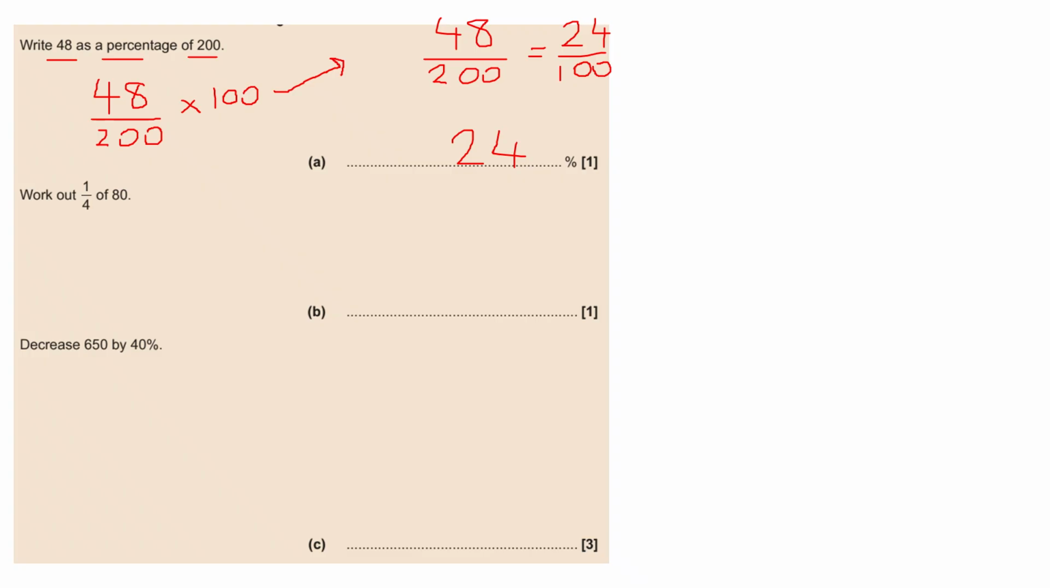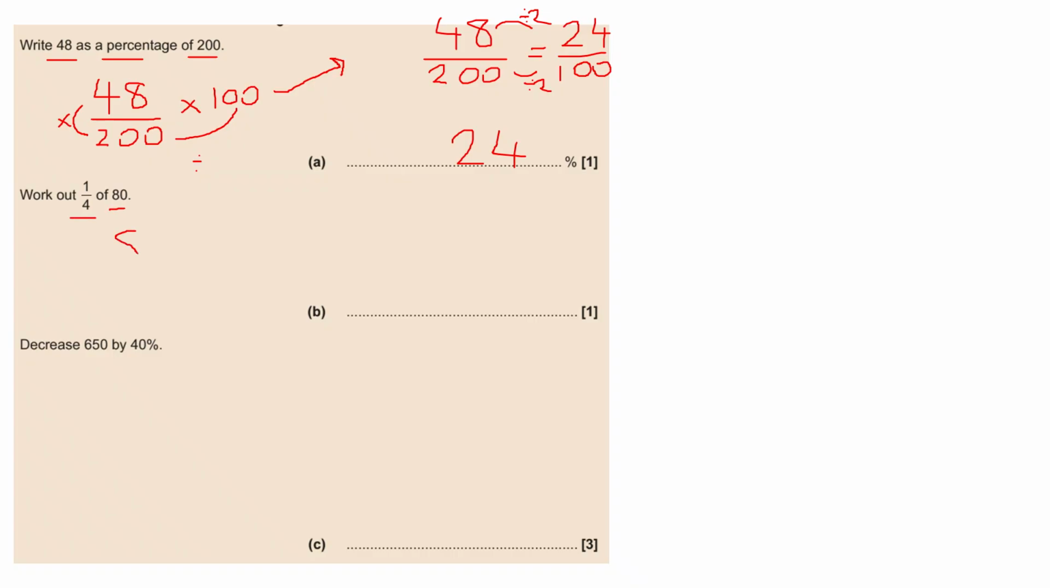So that's one way to do it, if it's easier for you. But if you stick with the first method, either way will get you the same answer. We'll do 100 divided by 200, that'll be a half, or 0.5, and a half of 48 is simply 24. Next up, work out a quarter of 80.